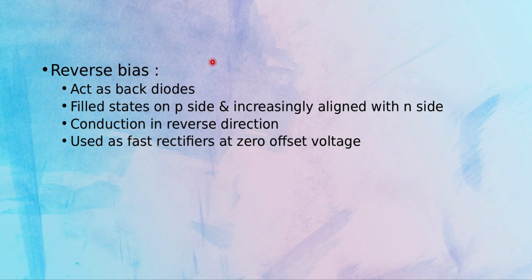Now what happens when we reverse bias a tunnel diode? It's called a back diode. Here the filled states on the p side start increasingly getting aligned with those on the n side. Here the electrons flow or tunnel through in the reverse direction, causing conduction of current. They are used as fast rectifiers even at zero offset voltage. Rectifiers are those that can rectify the signal from AC to DC or vice versa.